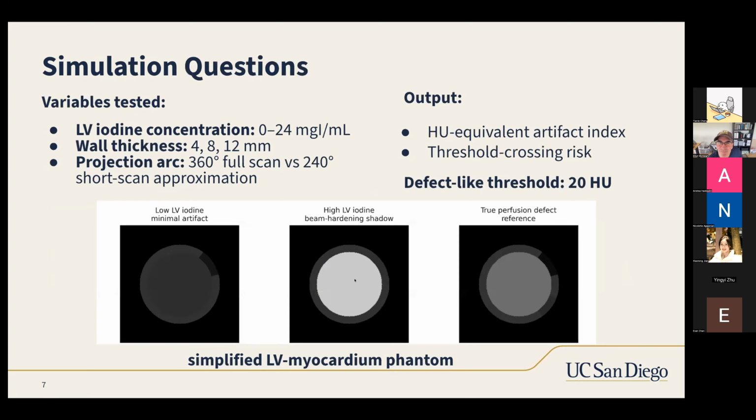Our main output is actually not a direct clinical HU value. Instead, it is a HU-equivalent artifact index. We use this to compare relative artifact risk under different conditions. Here we use a 20 HU threshold as a simplified defect-like threshold. The question we are mainly interested in is: under what circumstances does the artifact become large enough to look like a perfusion defect?